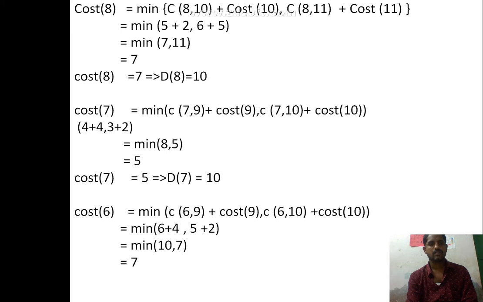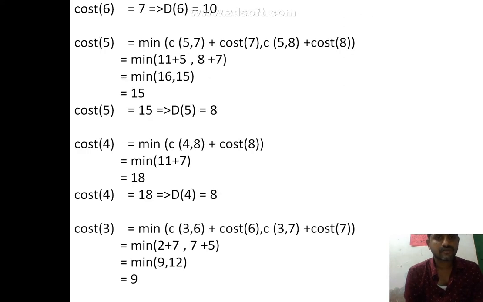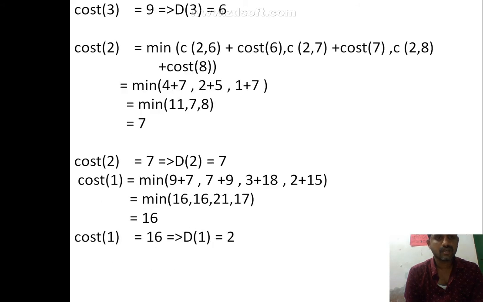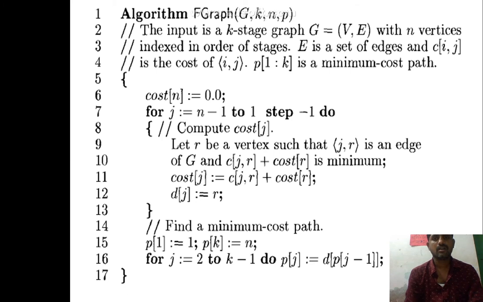Cost of 8, cost of 7, cost of 6, cost of 5, cost of 4, cost of 3, cost of 2, and cost of 1. Okay, this is the algorithm for forward. So using backward approaches, we can also construct the multistage graph. So it may be backward or it may be forward. Here we can apply only the forward graph. Using the forward graph, we can calculate the values of the particular vertices. Okay.